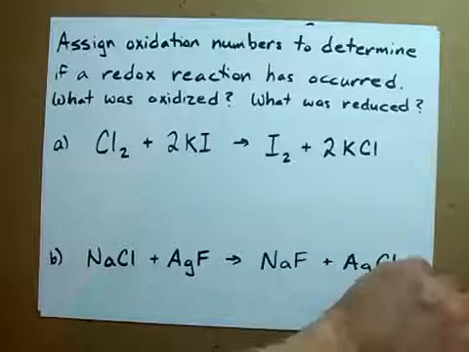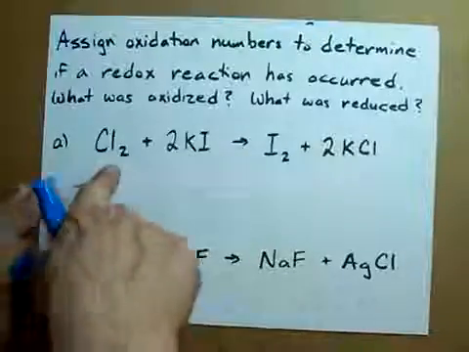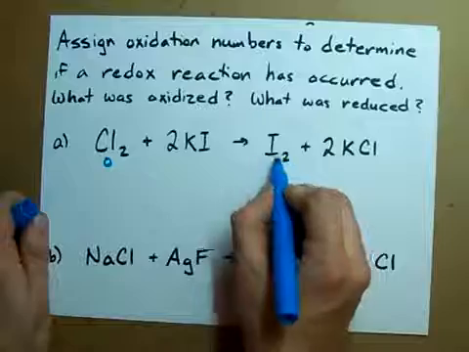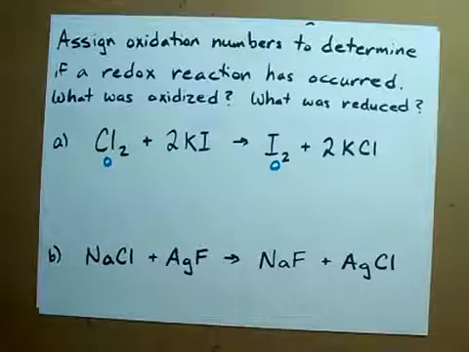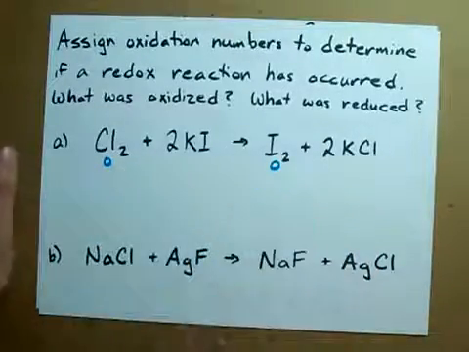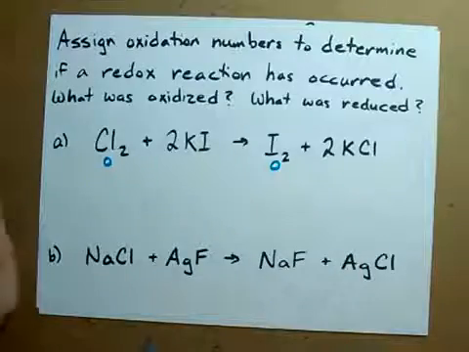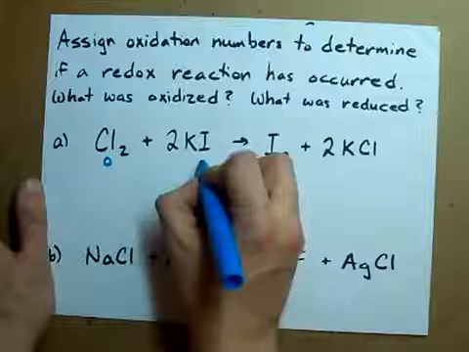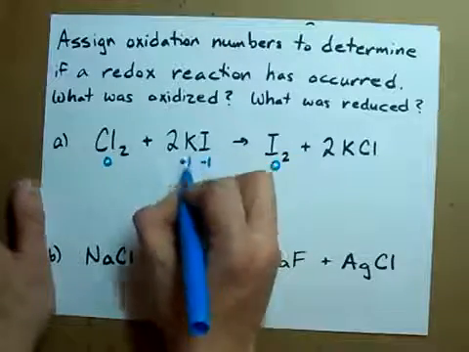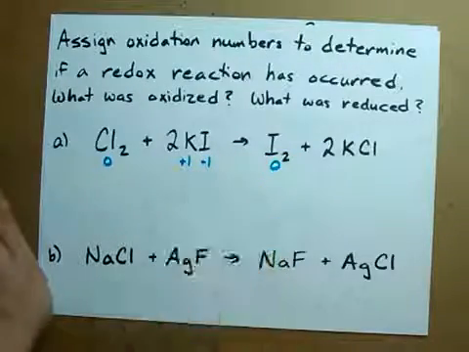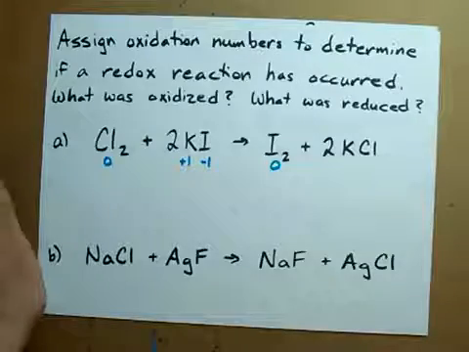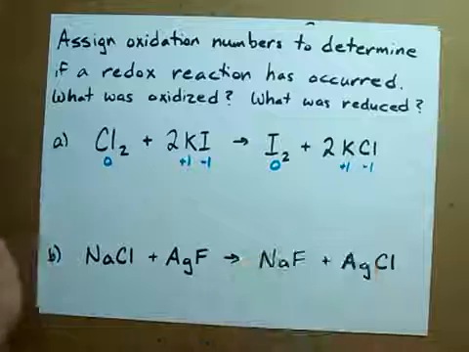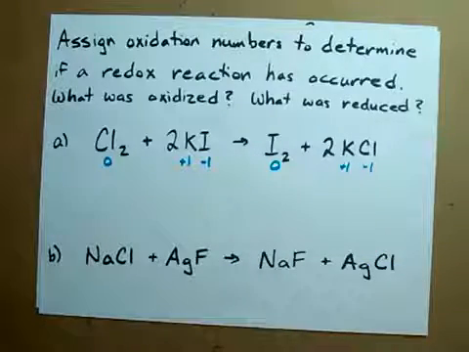Check out how fast this can go. That's an element, oxidation number 0. That's an element, oxidation number 0. No hydrogens, no oxygens. Assign the rest of the oxidation numbers. Iodine likes a charge of -1 and potassium likes a charge of +1. Look it up. Those are the valences. Potassium likes a charge of +1. Chlorine likes a charge of -1. Those are also the valences.